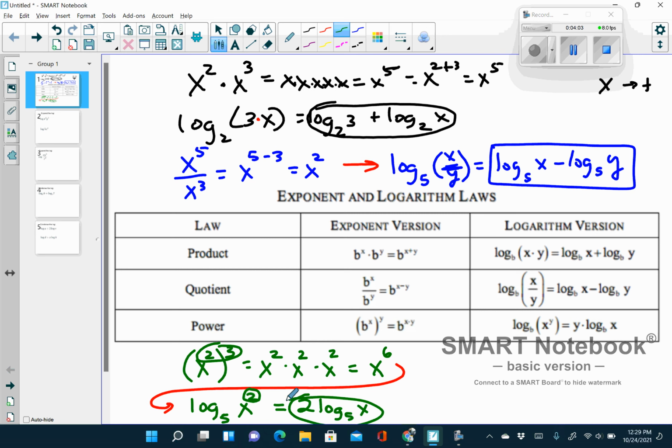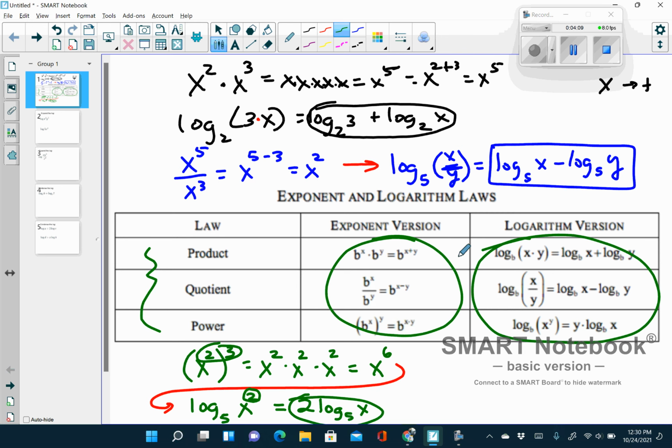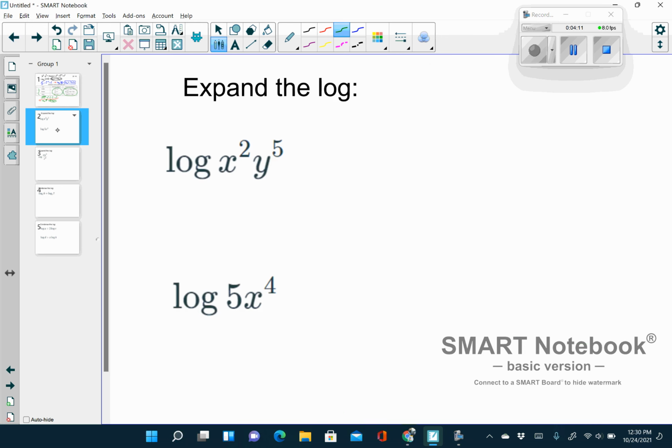So this is in your notes. This is the Algebra 1 part, and this is the Algebra 2 part when it comes to logs, and we'll go over a couple of examples, okay?